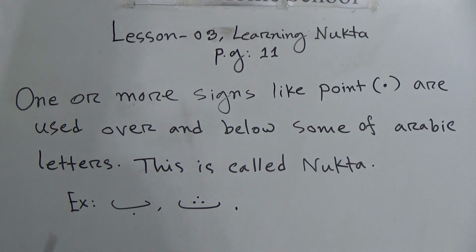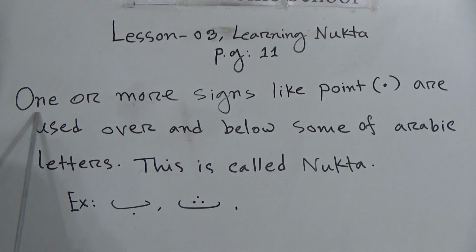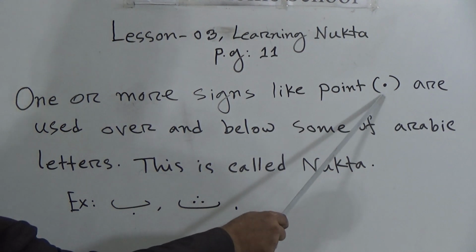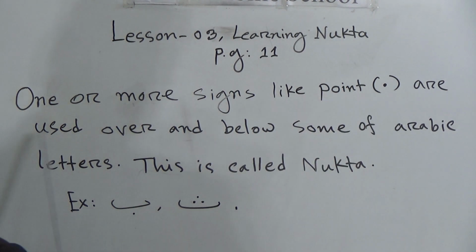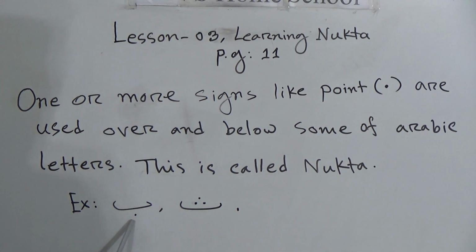Okay, dear students, I want to repeat again the definition of Nukta: one or more signs like point are used over and below some of Arabic letters. This is called Nukta. For example, ba and tha. This letter uses one Nukta and this letter uses three Nuktas.